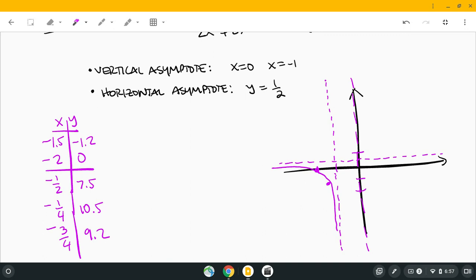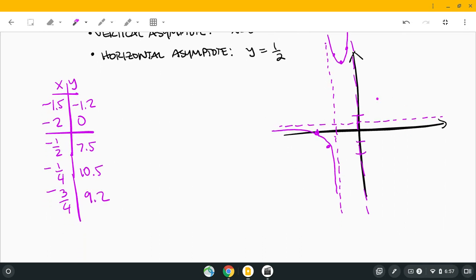All right, so let's go ahead and plot these. These are way up high. -1/2, we get 7.5. -1/4, we get 10.5. And -3/4, we get 9.2. So we get something more like the parabola in the middle instead of the x cubed graph.